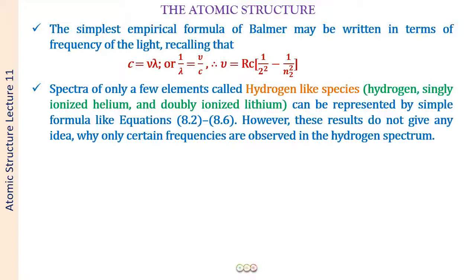The spectra of only a few elements, which are called hydrogen-like species, can be represented by the simple Balmer formula or the Rydberg's formula. These hydrogen-like species include hydrogen itself, the singly ionized helium, and the doubly ionized lithium, because they become isoelectronic. So they will have the same number of electrons as hydrogen itself.